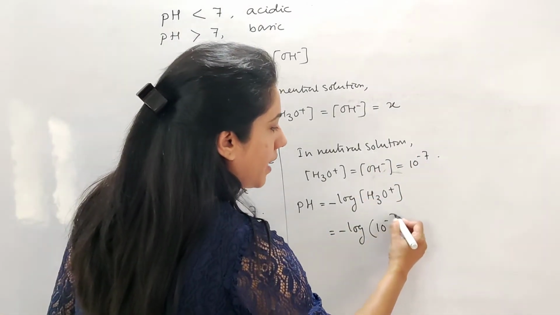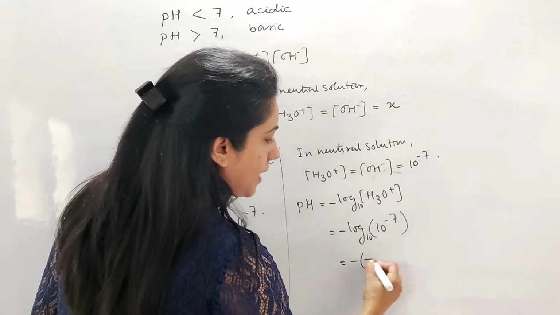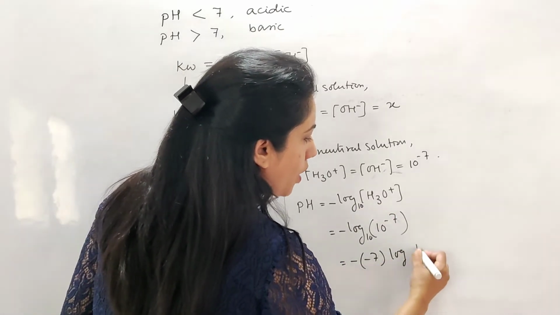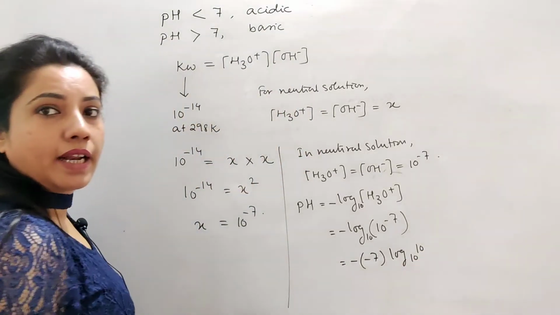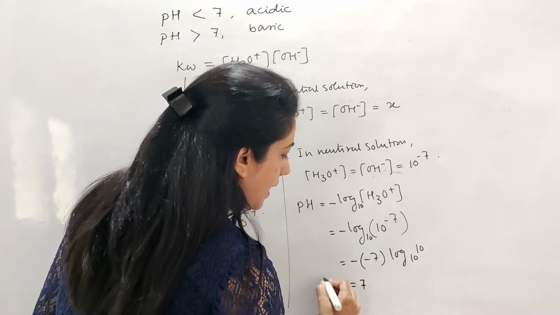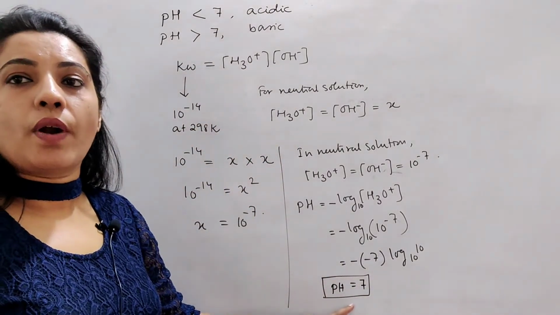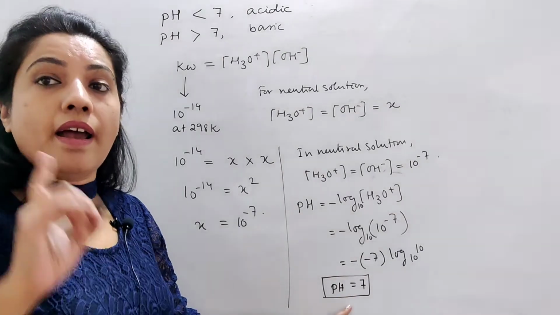Put it here, 10 raised to power minus 7. This is to the base 10. So it is coming minus of minus 7 log 10 to the base 10. Log 10 to the base 10 is 1. So we are getting pH is equal to 7. This is how we get pH is equal to 7 for a neutral solution.